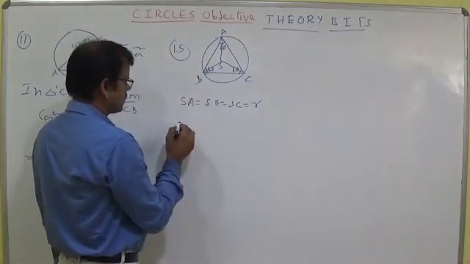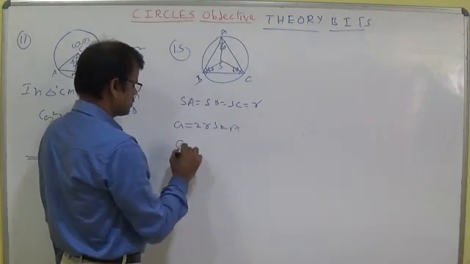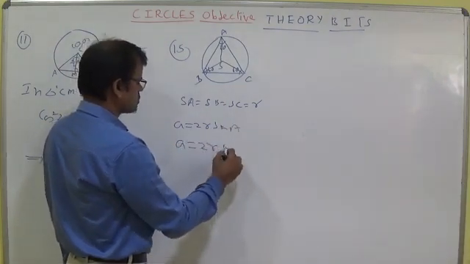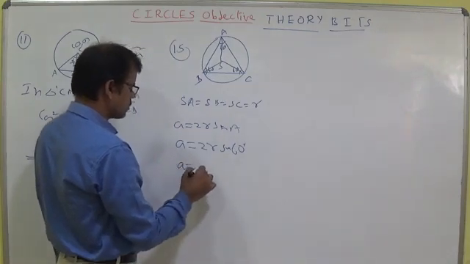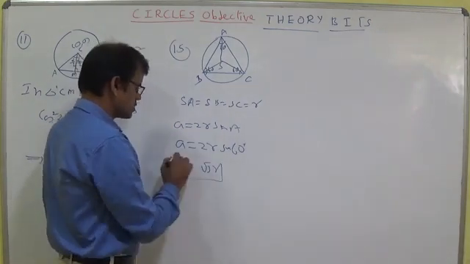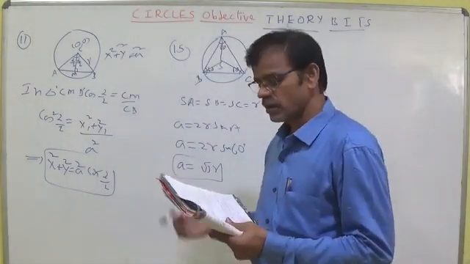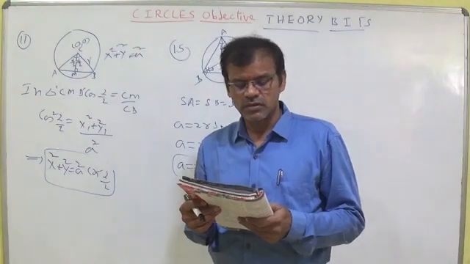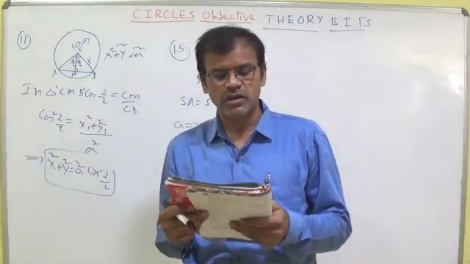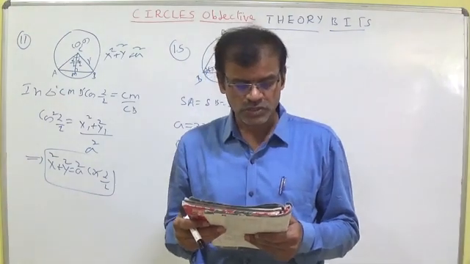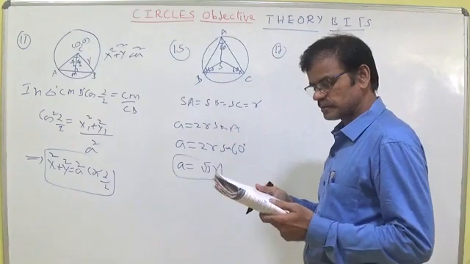So you do one thing, put a is equal to 2r sin capital A. So a is equal to 2r into sin 60 degrees. So a is equal to 2 into r into root 3 by 2. So you can write it as root 3 r. Now 16, yesterday I said the formula: if the polars of 3 points with respect to a given circle are concurrent, then the 3 points are collinear. So first option.